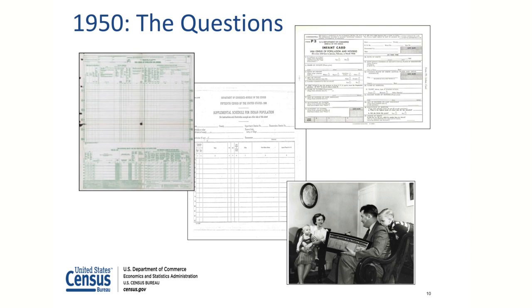So let's take a quick look. How did we come up with the questions for 1950? Well, the questions were compiled after meetings with consultants, technical advisory committees, and also by identifying the data needs of other federal agencies, which is pretty much the way we do it now. We had some pretests that we did in 1940, but it was much more widespread in 1950 to make sure the wording was understandable and arranged properly on the questionnaires.